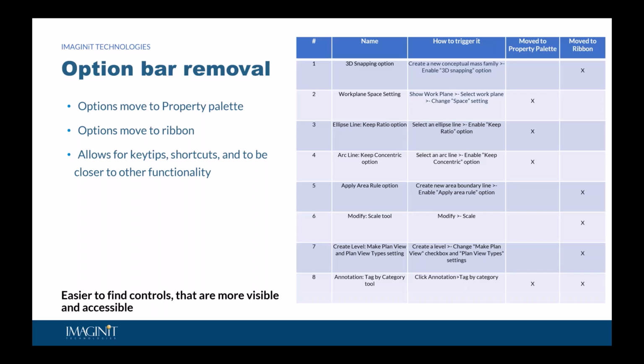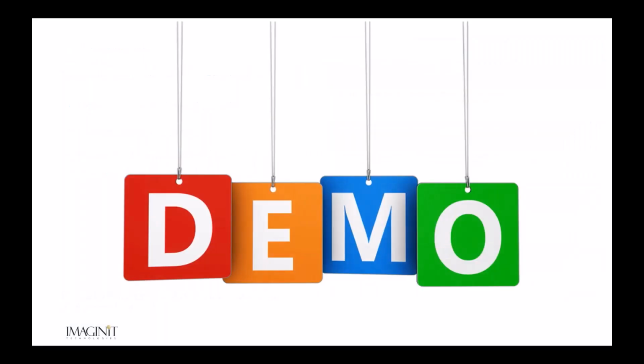So when you start picking buttons now in 2025, if you don't see it on the options bar, then it's going to be one of two places. It's going to be in the ribbon, or it's going to be in the properties palette. All right, so let's take a look at some of those.